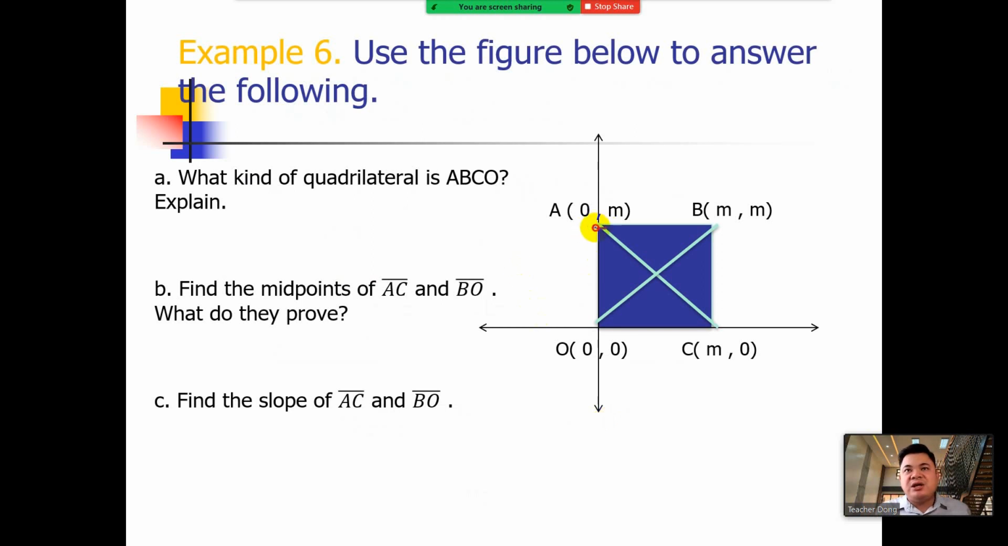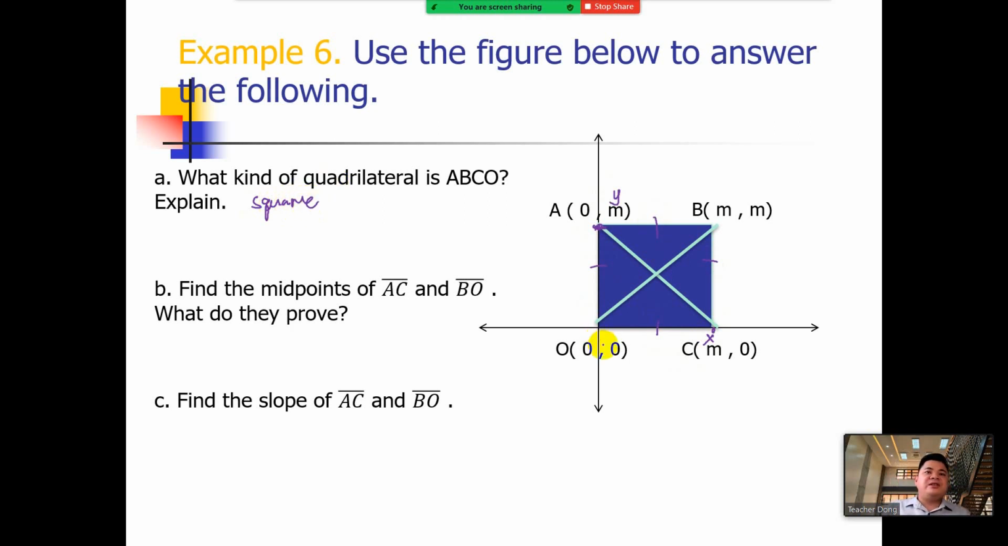As you can see, we have the same unit from x to the origin, from x going up to this point, it's ym, and then here it's xm. So therefore, we can say that these two sides are congruent. So that's why we can call it a square because of that explanation.